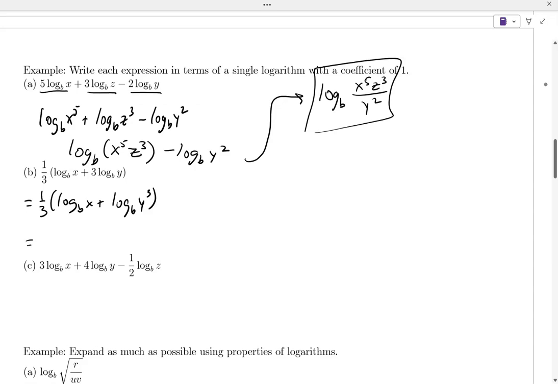What can you do next? Yep, change it to multiply. Log base b of x times y to the 3rd. Okay. And then lastly, what can we do with the 1/3 that's out in front? Make it an exponent, good. And that exponent is going to apply to the whole inside. So you'd have log base b of xy cubed to the 1/3.